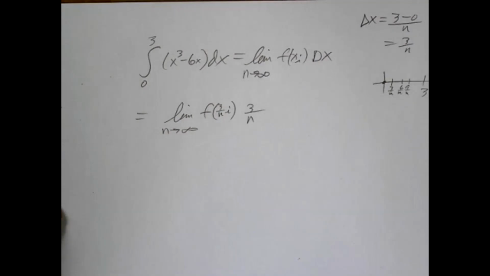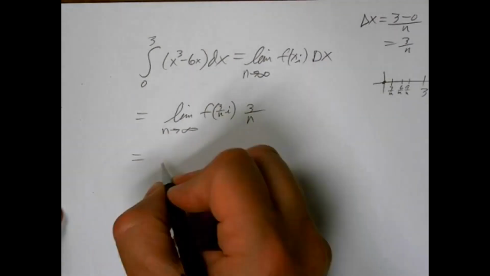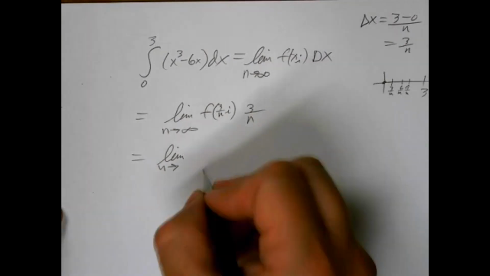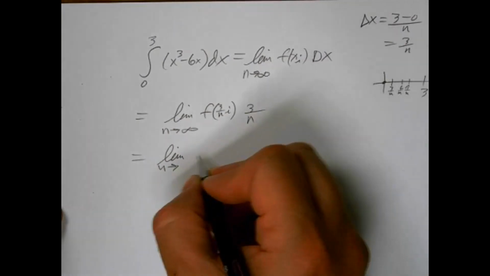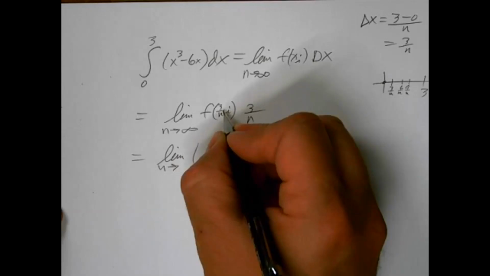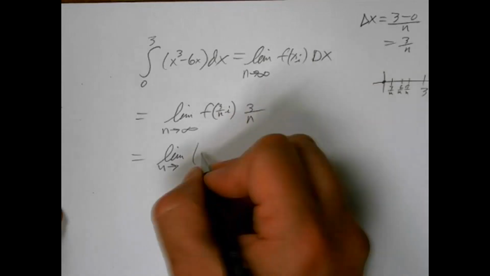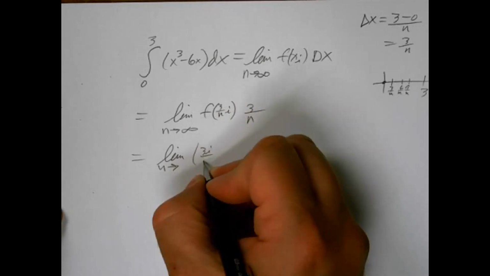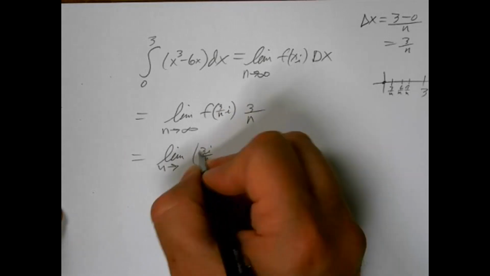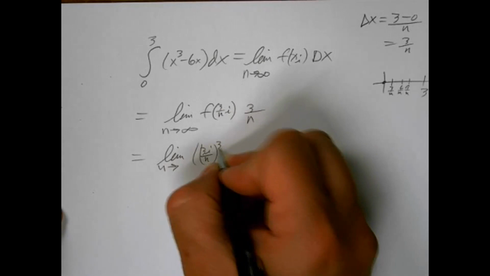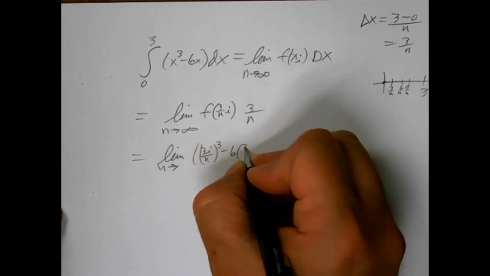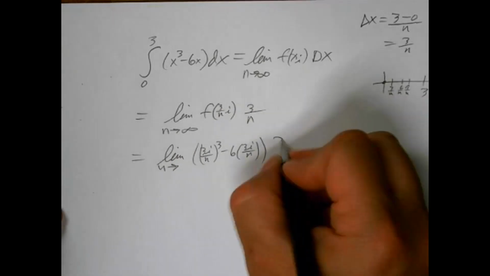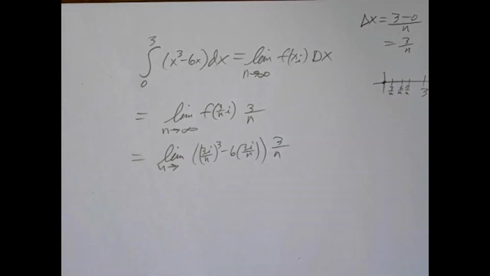Okay? All right, so once again, I'm going to take that and put it into the function. I'm just going to put the i on top to compress this: 3i over n, to the third, minus 6 times 3i over n. That's just plugging it into the function, and there's your delta x.